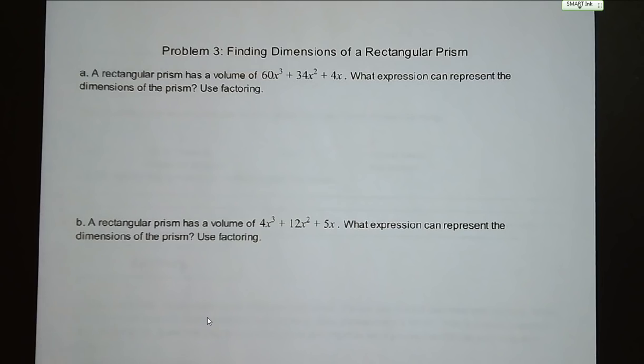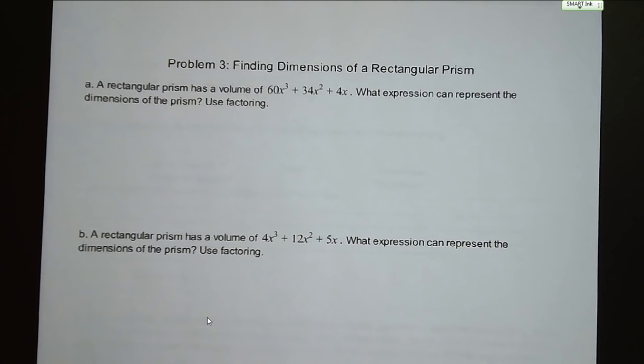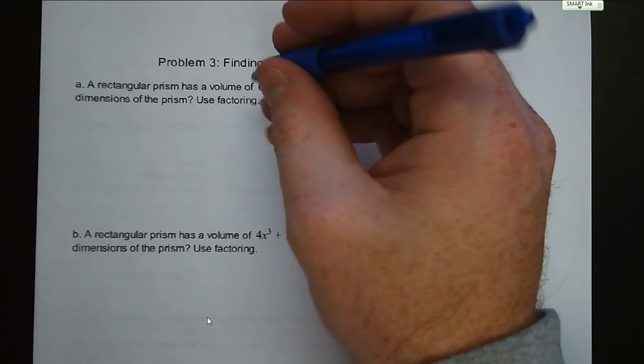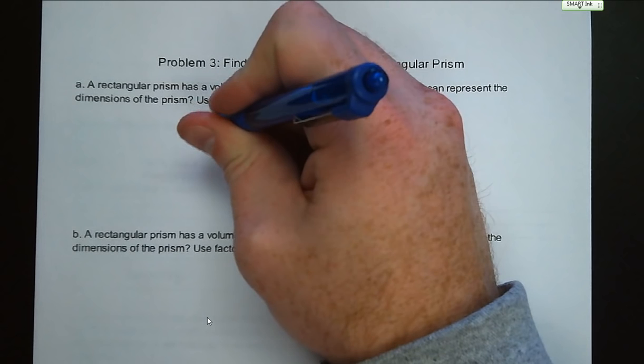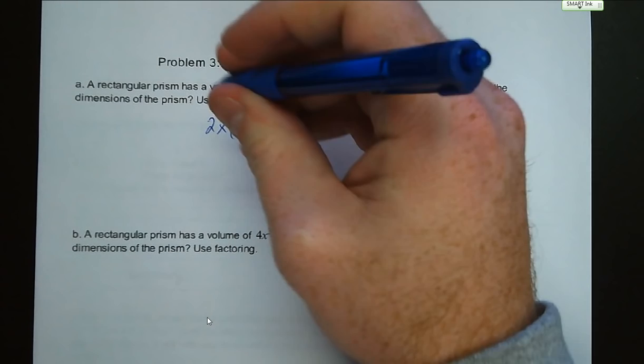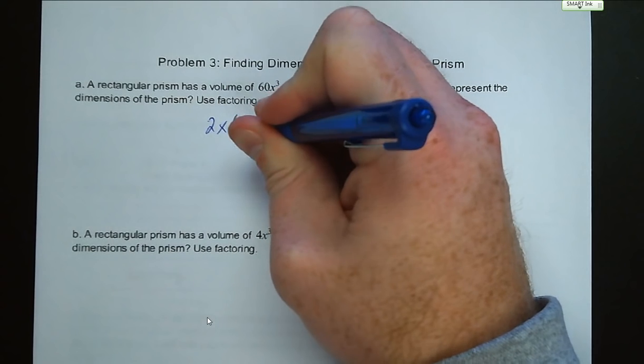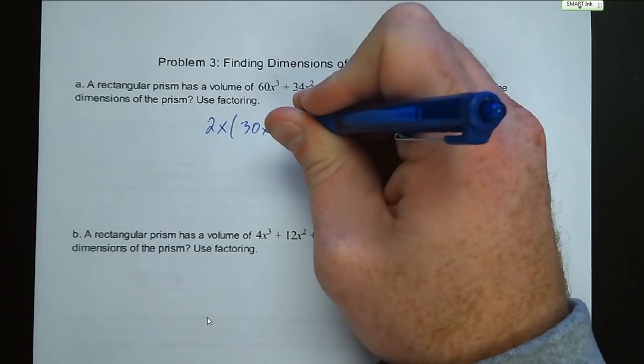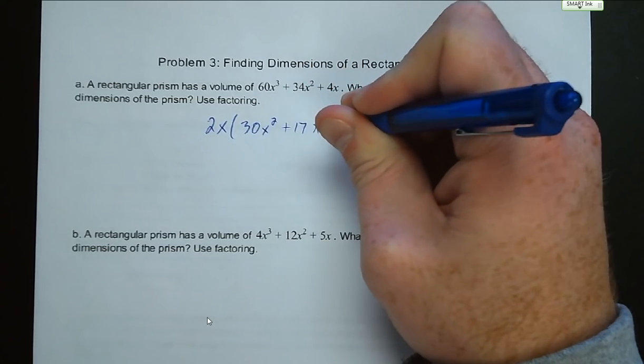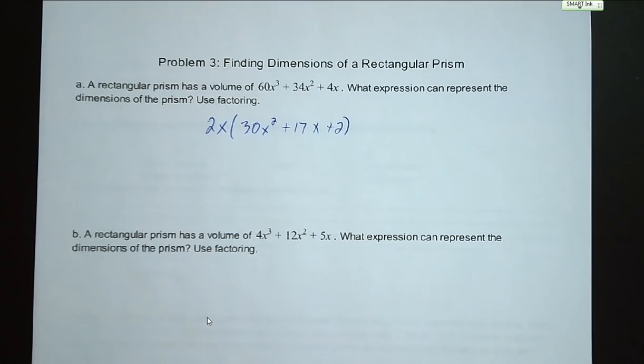So we're going to start by factoring, and first look and see, is there any like terms that we can take out of either or any of these factors? And there is. We can bring out a 2x from everything. So we can bring out the 2x, and we're left with 30x squared plus 17x plus 2. All right, now let's look and see if we can factor that.